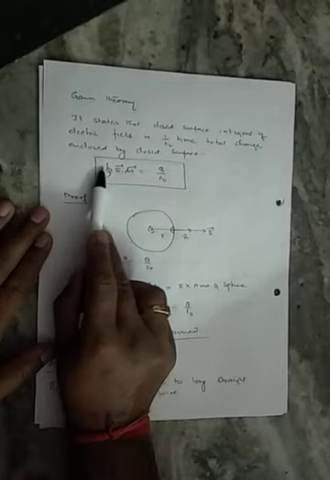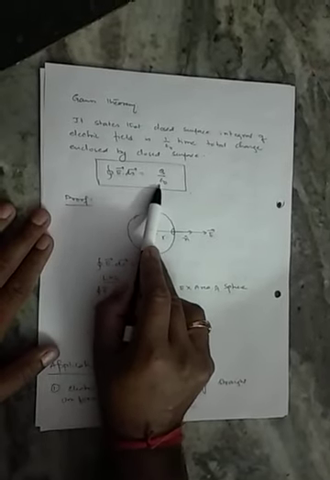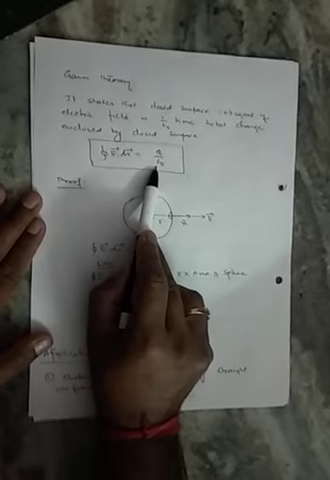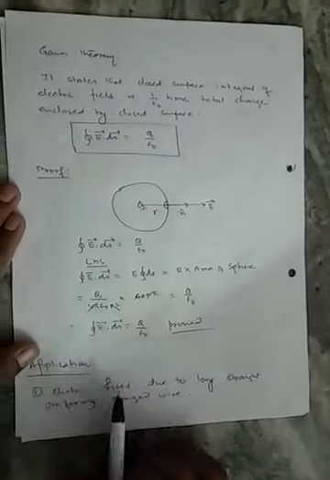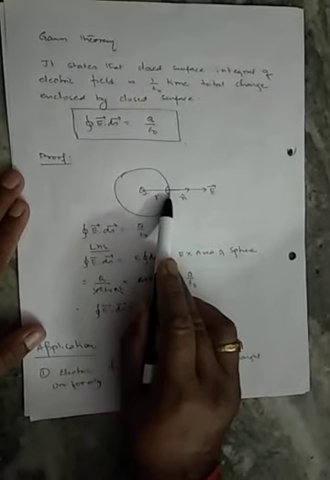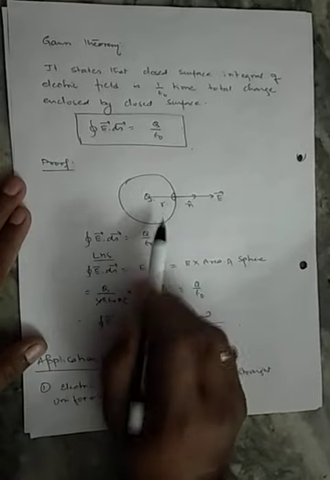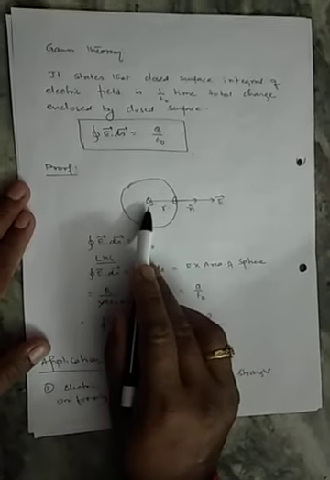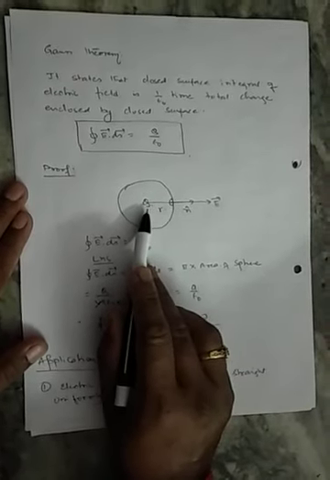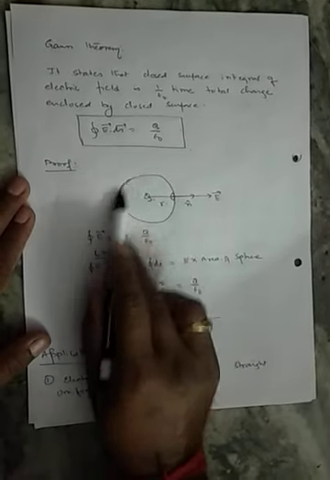the closed surface integral of electric field is always equal to the total charge enclosed divided by permittivity. Okay, so we are just proving it. We are taking a charge Q here. We are trying to calculate electric field at this particular point. So as per the demand of Gauss theorem, you have to enclose this charge by a closed surface.